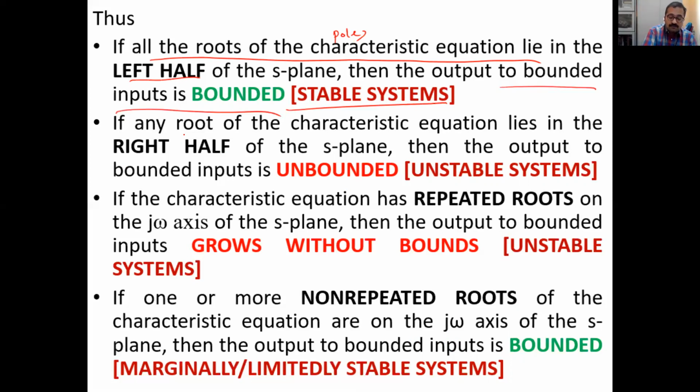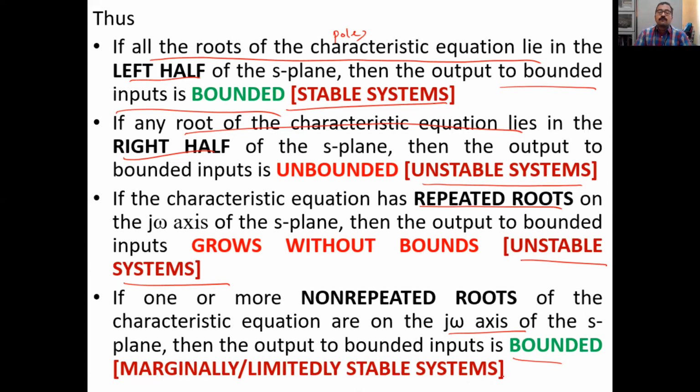If any root of the characteristic equation or any of the poles are in the right half, then the system is unstable. If the characteristic equation has repeated roots, or if there are repeated poles on the imaginary axis, then the system is again unstable. If one or more non-repeated roots are on the j omega axis, then the system is marginally stable, or limitedly stable, or neutrally stable.